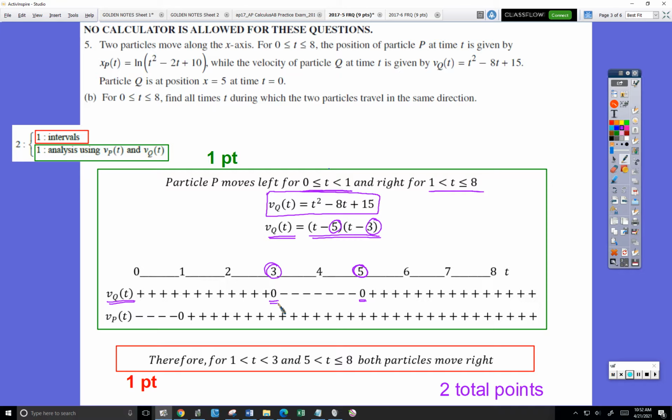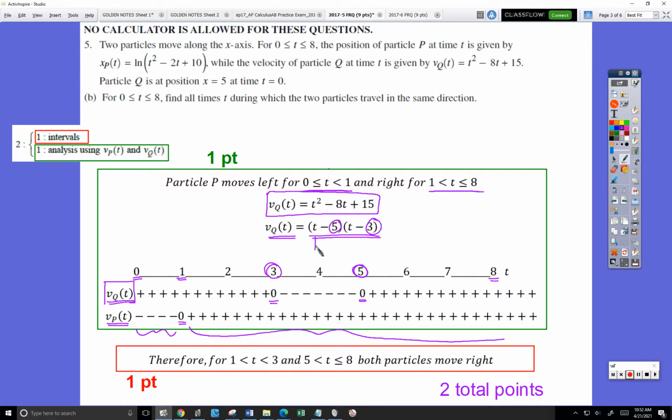I already know that particle P has a velocity of 0 at time 1, and I knew this from part A. Particle P is traveling left from time 0 to time 1, and then the velocity of particle P is positive all the way to time 8. So I just have to test the velocity of particle Q, which is easy.